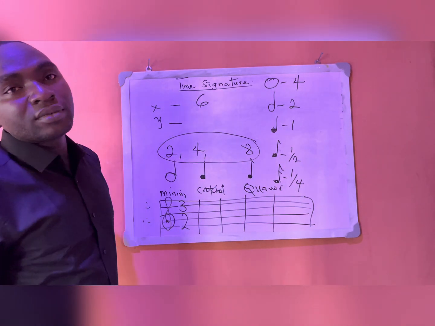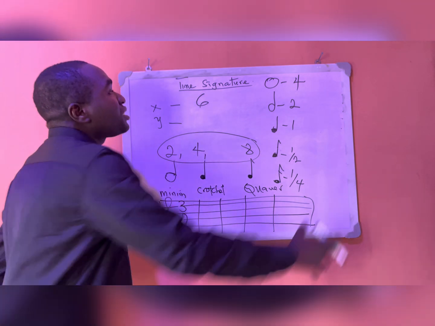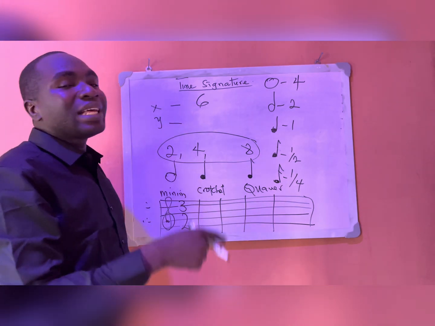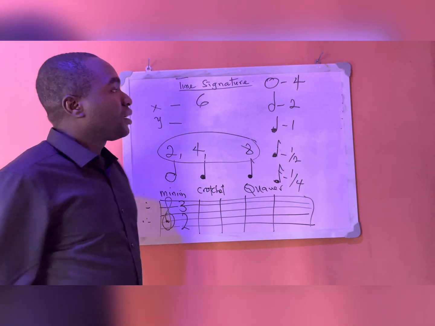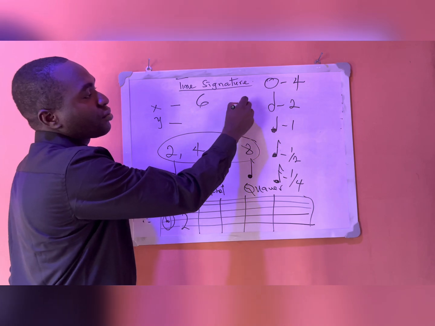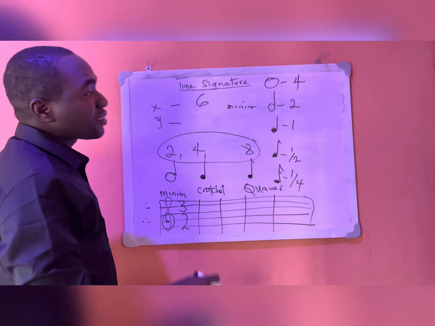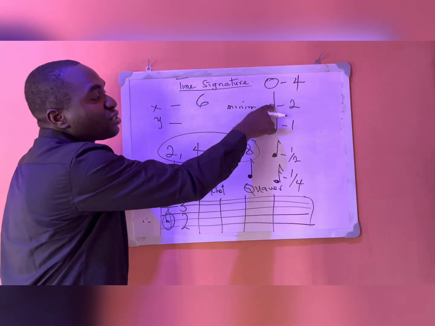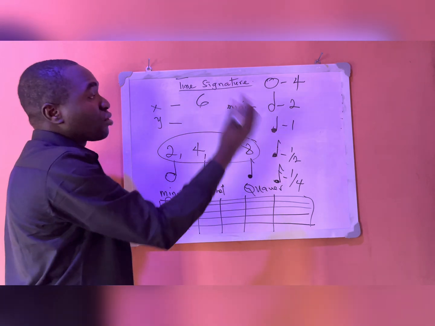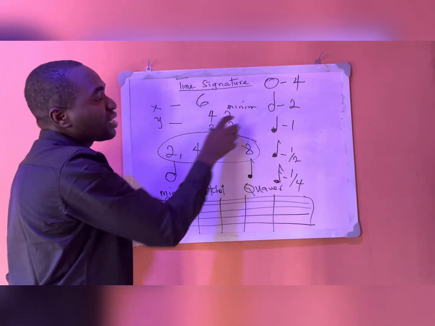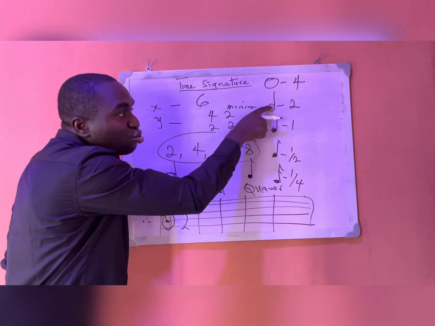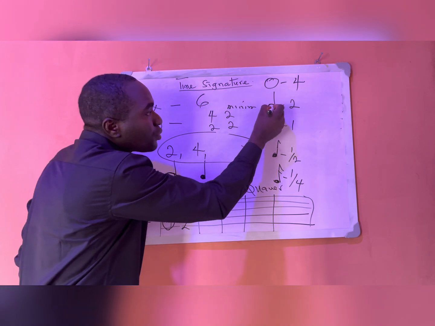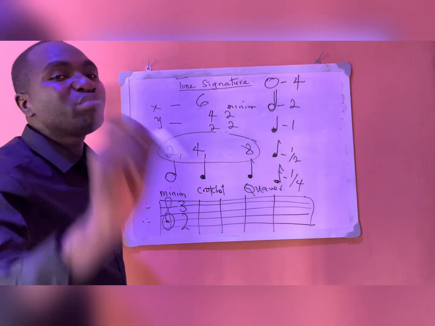But if the writer of a piece of music chooses any of these notes to write his music, any note he chooses, that is the note that will stand for 1 beat in that piece of music. If the author chooses to use this note to write his piece of music, you are going to have something like this: 4, 2, 2, 2, telling you that the author chooses this note. Under this type of song, it is this note that you count as 1 beat.